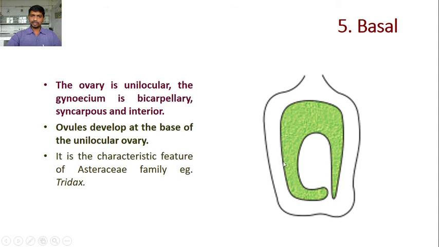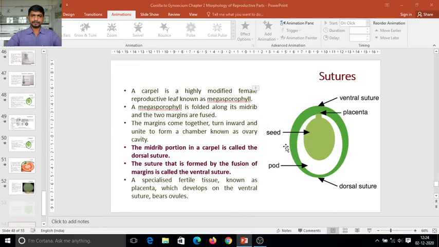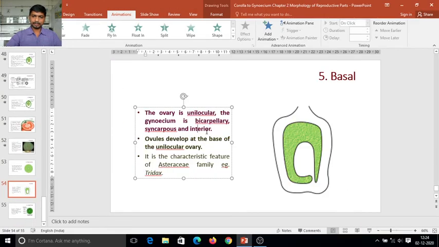So the ovary is unilocular. So here we can see this is the ovary which is unilocular, on which the placenta has developed, which bears the ovule. So this is the ovule. This whole structure is the ovary which is unilocular, single locule. The gynoecium is bicarpellary. It possesses two separate carpels which are syncarpous and inferior. Here is the inferior.